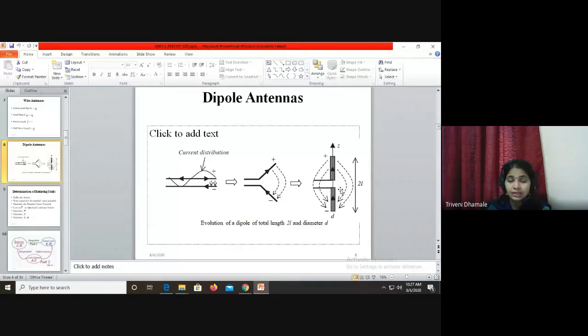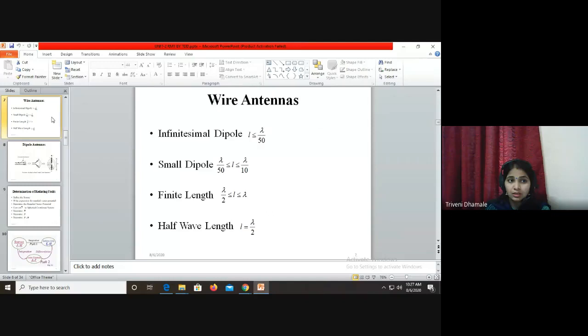Generally it is measured in wavelength lambda. Now here it is shown as 2L, the evolution of the dipole of total length 2L and diameter D. So this is the diameter D of the antenna and this is the antenna length 2L. 2L is the length shown in this figure, but it is the fixed length of the antenna.